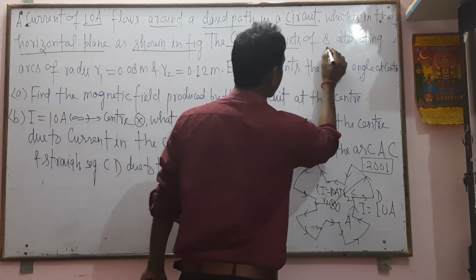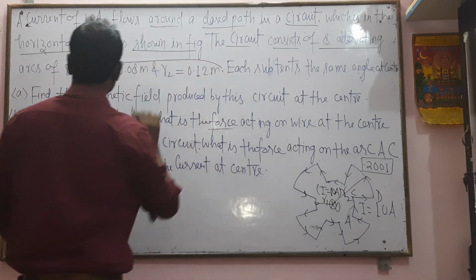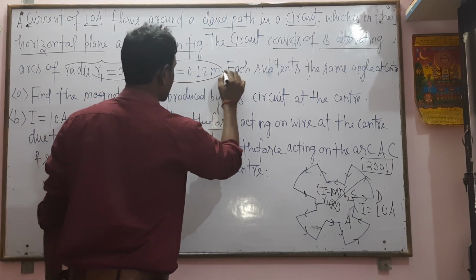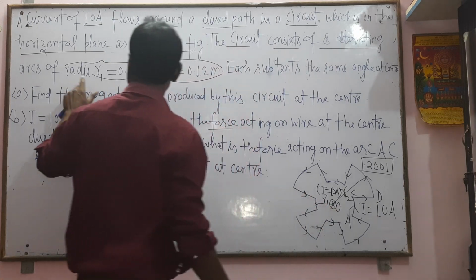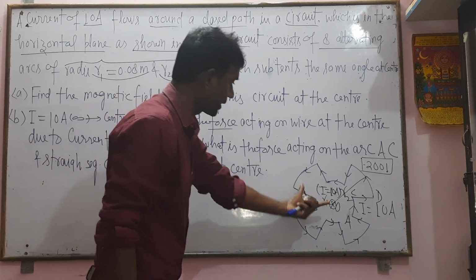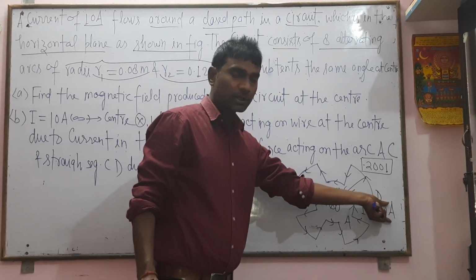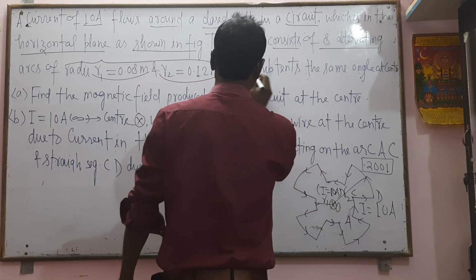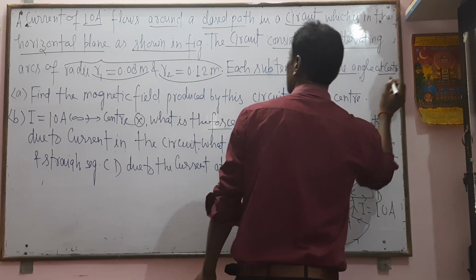The circuit consists of alternating arcs of radii R1 equals 0.08 meter and R2 equals 0.12 meter. This is the R1, this is the R2. The current I equal to 10 ampere is flowing, let us suppose, in the anticlockwise direction as shown in the figure. Each segment subtends the same angle at the center.